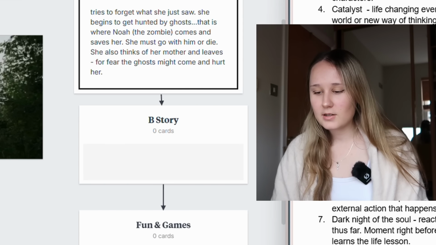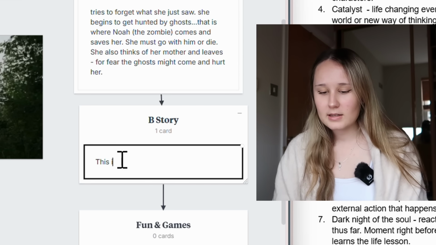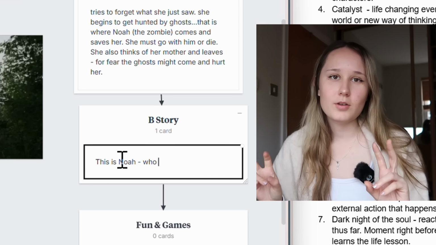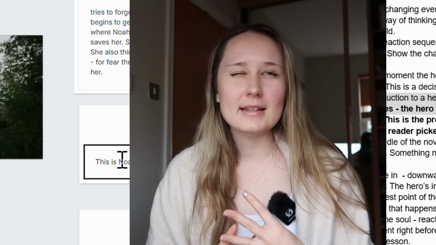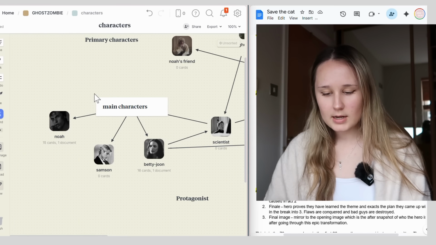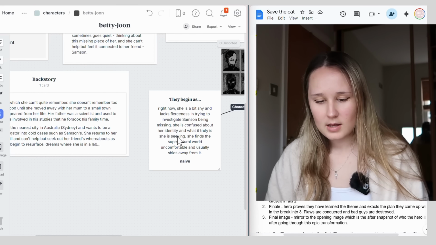The B story is an introduction to a helper character. So this is probably Noah, who helps the hero learn the theme. And it's kind of difficult because Noah also is a sub-character, and I have decided to do the POVs of both Samson, Noah, and Betty. I'm gonna go back to my character page to see what I did for Betty in terms of her arc, because there's lots of characters in the story.